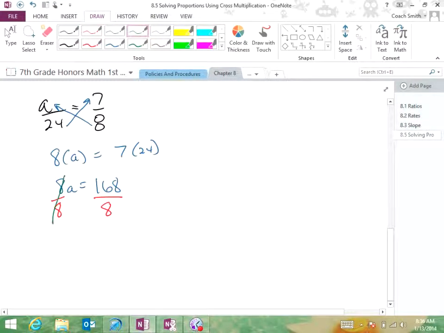This 8 over 8 cancels out, leaving me with A. I divide 8 into 168, and that gives me 21. Because 8 into 16 goes 2 times, subtract to get 0, bring down your 8. 8 into 8 goes 1 time.